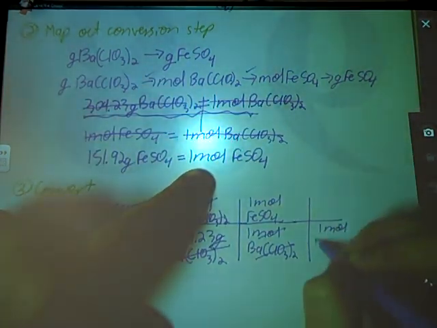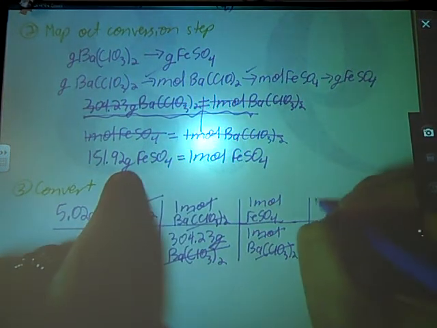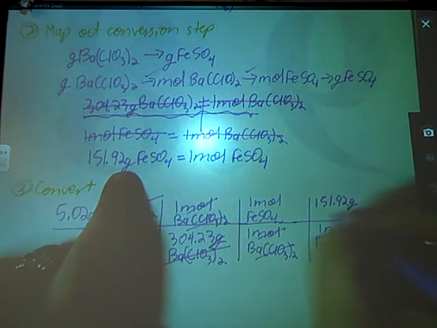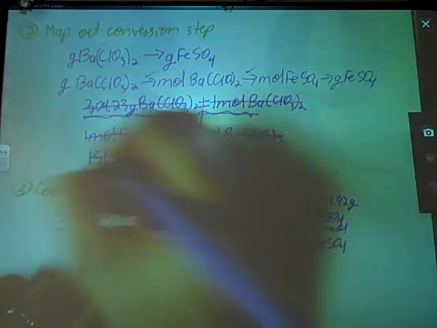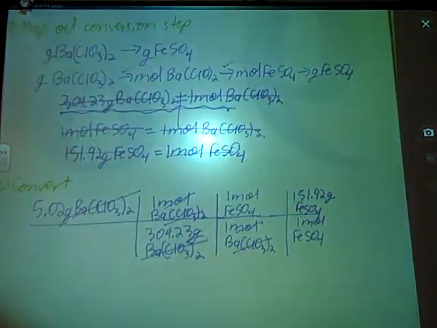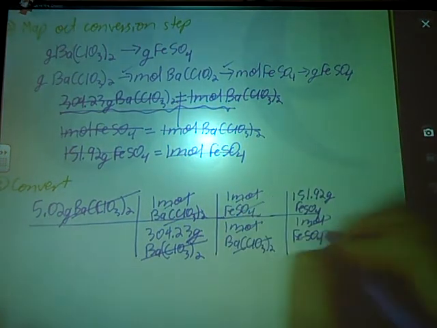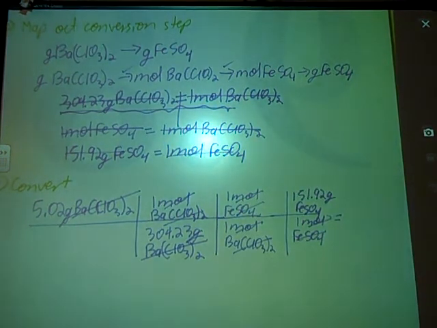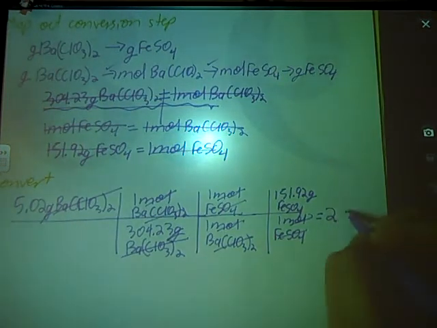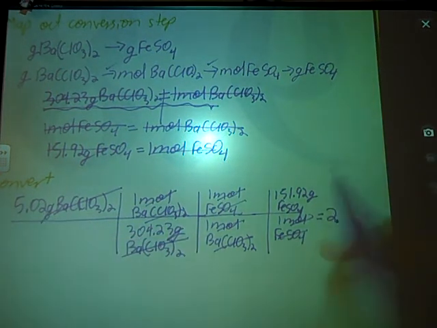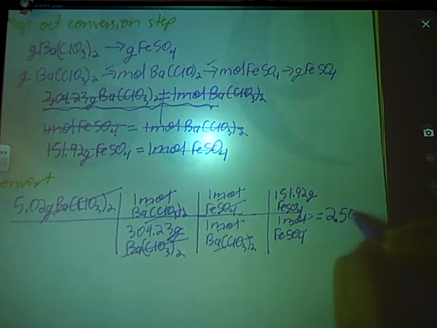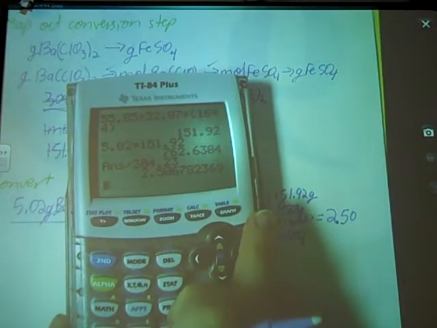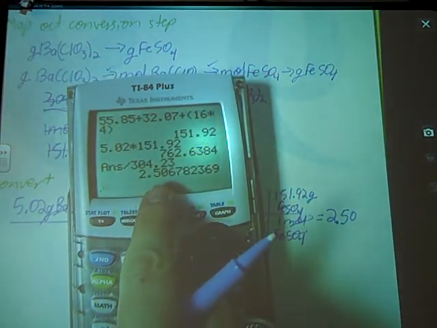1 mole FeSO4, 151.92 grams FeSO4. Huzzah! Multiply all the way across the top, divided by all the way across the bottom. So 5.02 times 151.92 divided by 304.23 gives me 2 point, how many sig figs can I have? Ooh, 3. So I can have 3 sig figs, so I got around 2.50.